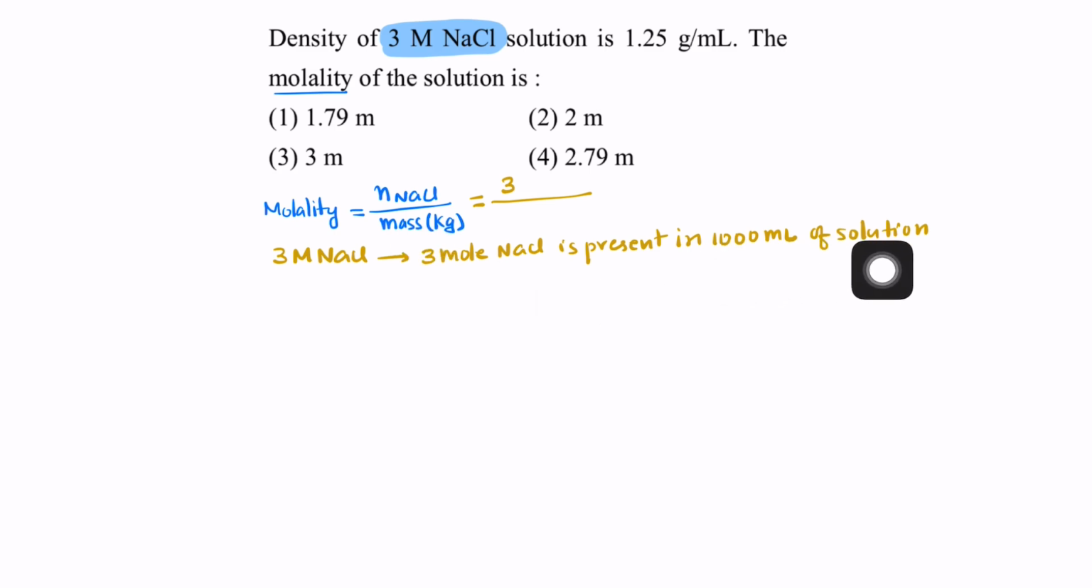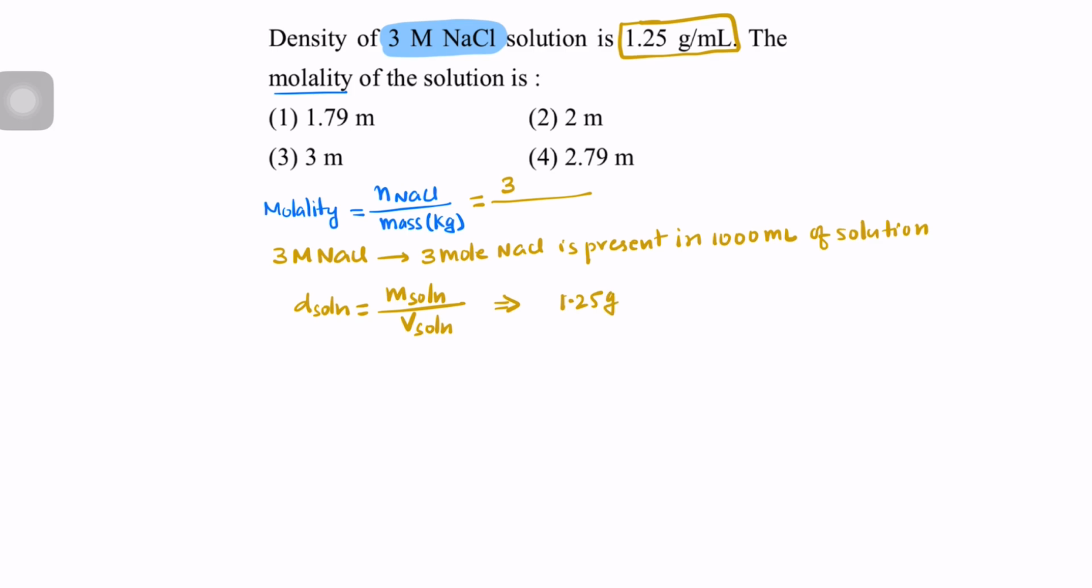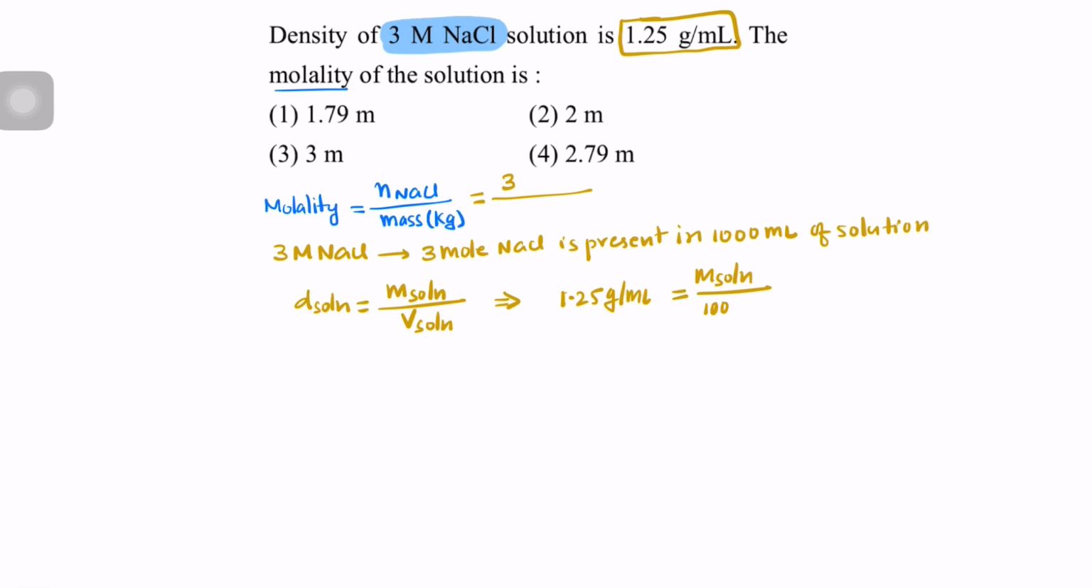Okay. So density of solution is given. This is the density of solution. And you know the density of solution, density equal to mass of solution divided by volume of solution. Okay. So density is given 1.25 gram per ml. Mass of solution you don't know. And volume of solution is 1000 ml. So mass of solution will be 1.25 into 1000, that is 1250 gram. This is mass of solution.